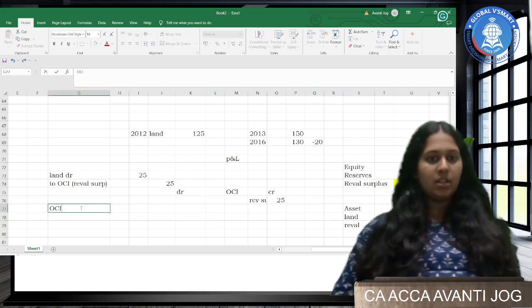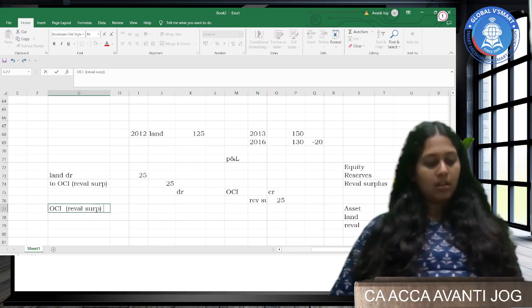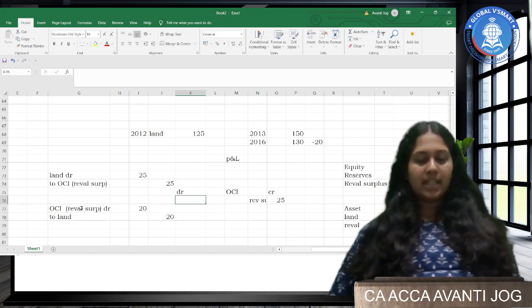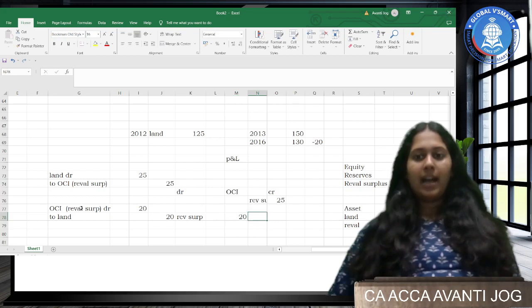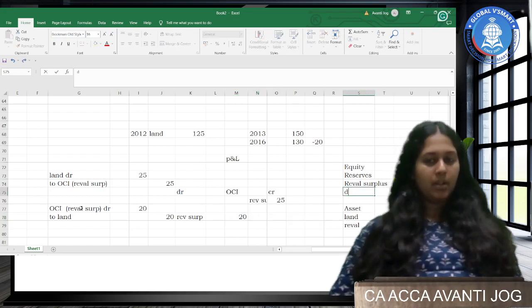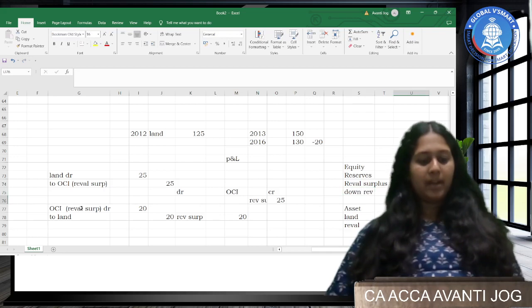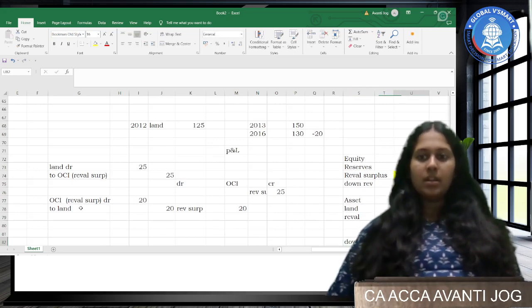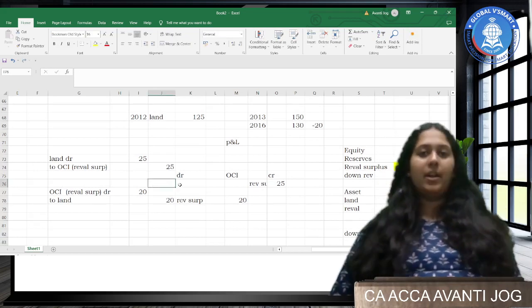So, what is the entry that I am going to pass? OCI account debit, the reverse, and obviously the land's value is going to decrease. How much? 20. So in 2016, I will pass an entry: revaluation surplus debit 20, and here I will reduce land, downward revaluation, 20. So now my reserve only stands at 5, correct? I will reduce 20 from land, and now my land's value is only 130. So in this manner, a downward revaluation would be adjusted.